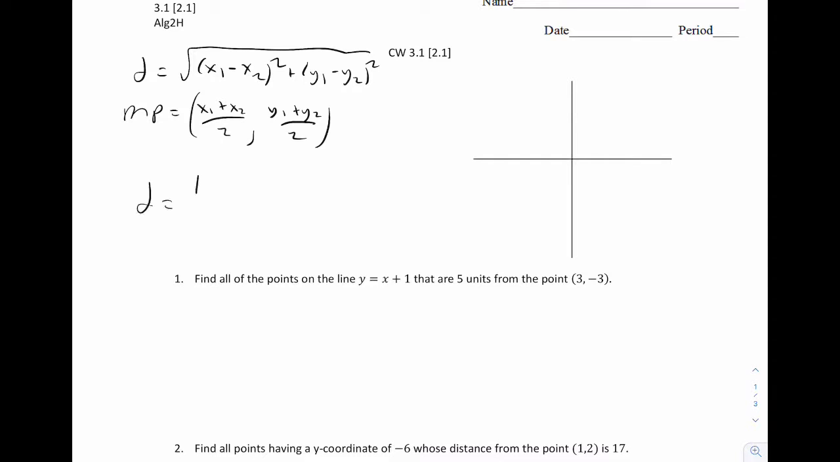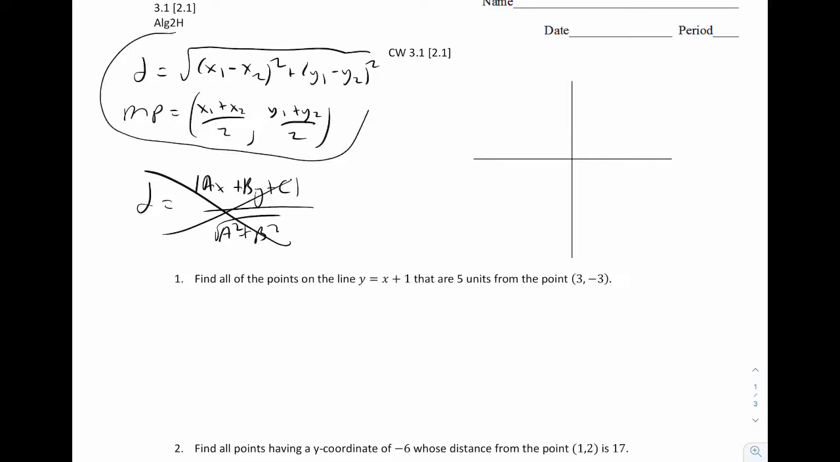Don't worry about the formula if I showed you d equals the absolute value of ax plus by plus c over the root of a squared plus b squared. I'm going to take that out so you guys don't have to worry about that. And I really want you to focus on these two. So given that, I'm going to show you the new example here.